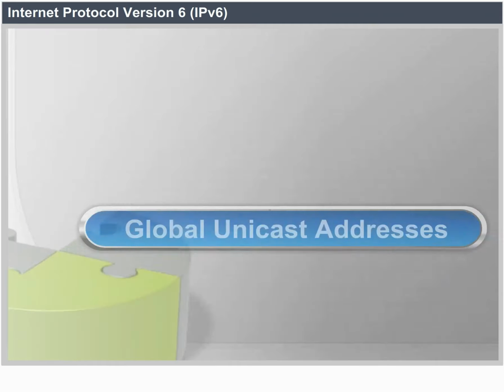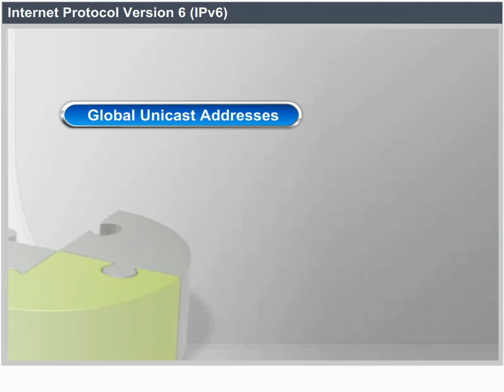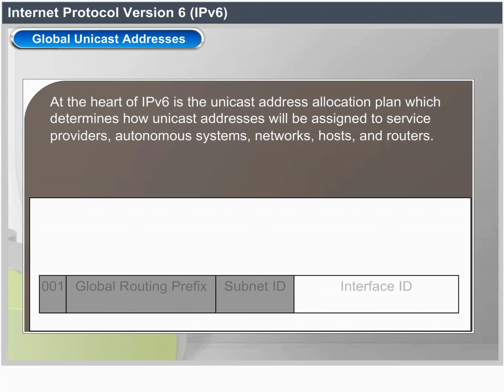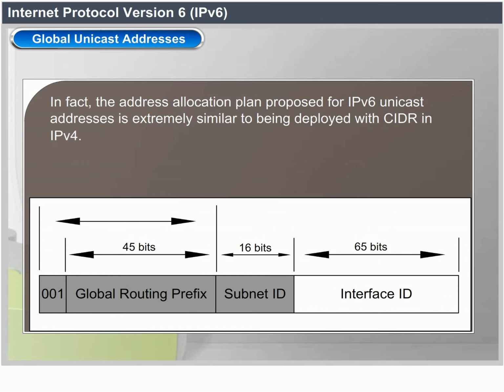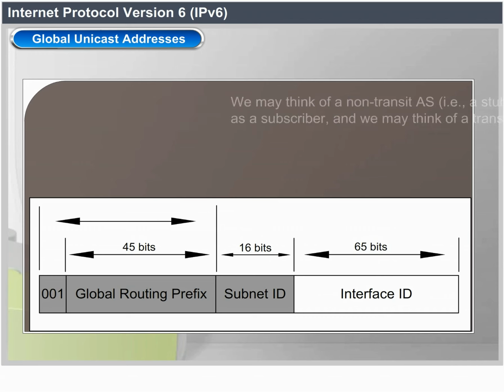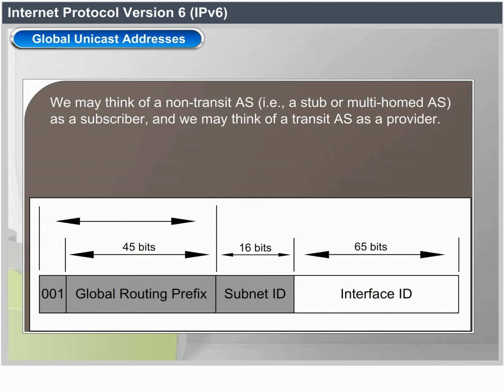Global unicast addresses. At the heart of IPv6 is the unicast address allocation plan that determines how unicast addresses will be assigned to service providers, autonomous systems, networks, hosts, and routers. In fact, the address allocation plan that is proposed for IPv6 unicast addresses is extremely similar to that being deployed with CIDR in IPv4. We may think of a non-transit AS, that is, a stub or multi-homed AS, as a subscriber, and we may think of a transit AS as a provider.